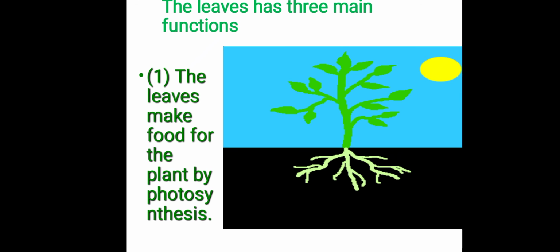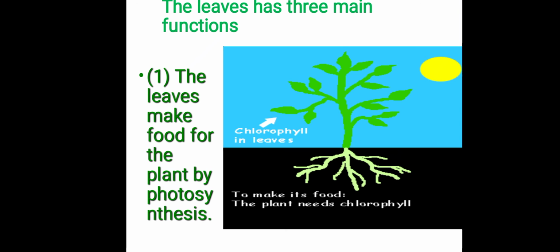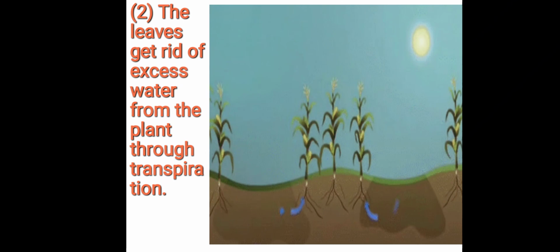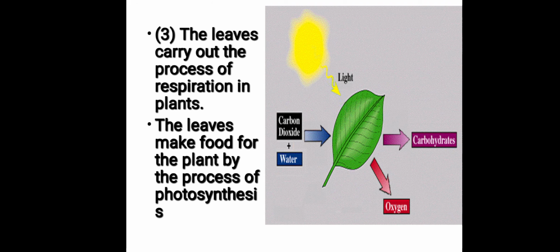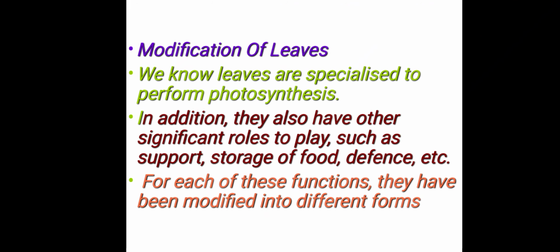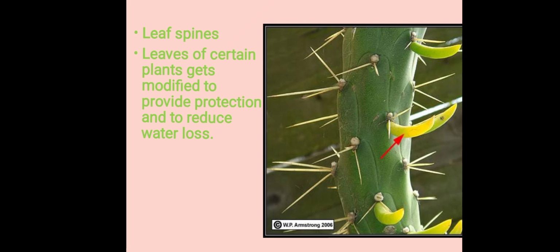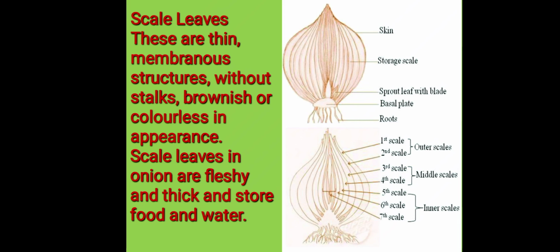So class, this is all we'll be learning for today. We have learned about the three main functions: photosynthesis, transpiration, and cellular respiration, and some modifications of leaves. And why do plants modify the leaves? For support, storage of food, and for defense. Leaf tendrils, sweet pea; leaf spines, cactus; and scale leaves, that is the onion.